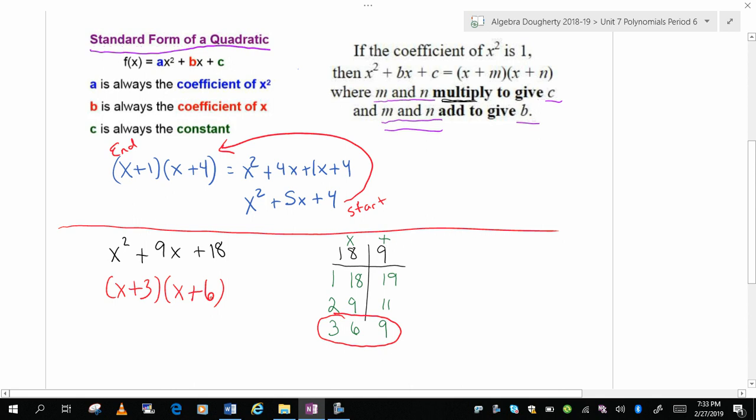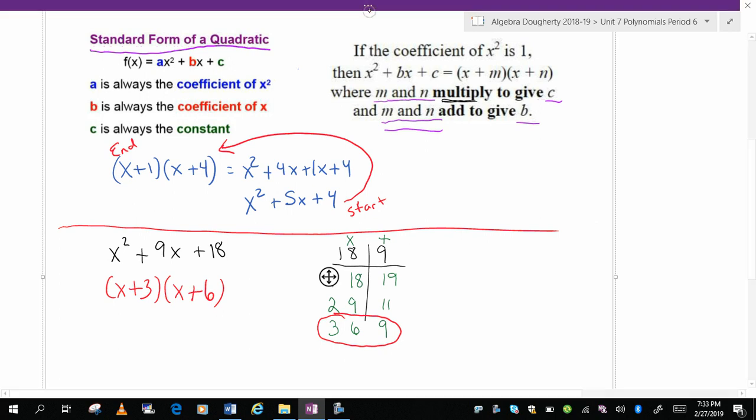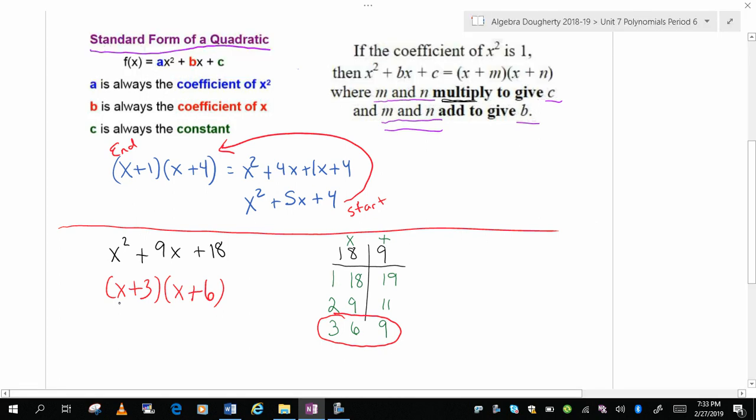Now, by the commutative property of multiplication, it makes no difference whether I put the x plus 3 first or second, as long as I show that they're multiplied. They must be in the parentheses. You may notice that the first two terms multiply to x squared, and the last two terms, the 3 and the 6, multiply to 18.